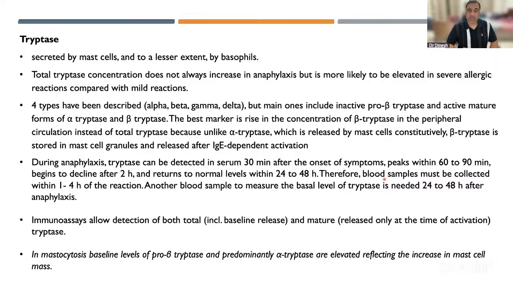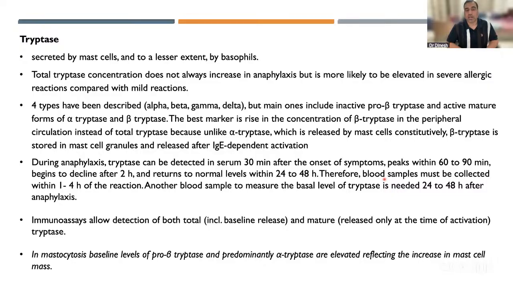So for tryptase, blood sampling should be collected within 1 to 4 hours of the reaction. And maybe another blood sample can be collected after around 24 to 48 hours to get the basal level of tryptase. Unless it's a recurrent anaphylaxis where we already have a basal level, then this may not be required. Now, how are they detected?